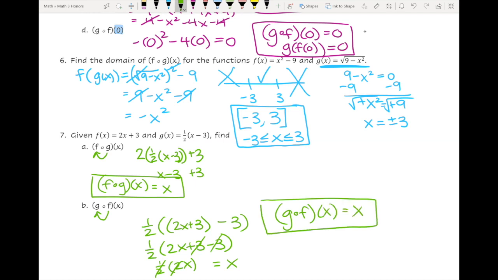Now, keep in mind f of g of x and g of f of x are both x. This is kind of a special case. It means that these are inverse functions. So if they are asking you if they're inverses or not, this is a way to test and see.